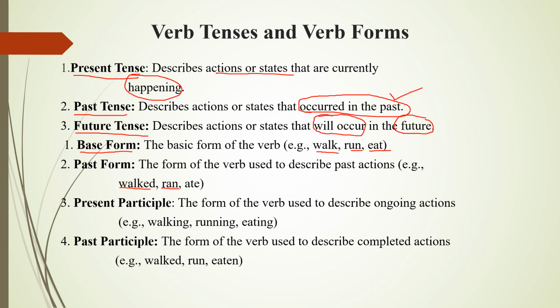Present participle is the form of the verb which is used to describe ongoing actions. Ongoing actions means actions which are happening at the present time. And it is generally made by adding ing to the first form of the verb.